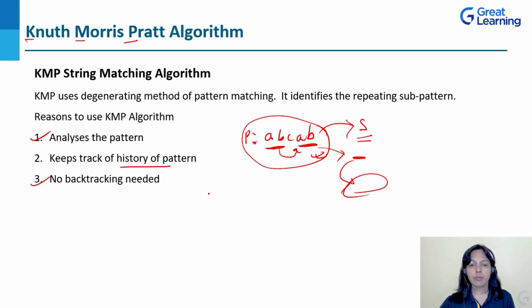Okay. And the third point here is that no backtracking is needed. Meaning we don't have to backtrack the characters of the string again and again, as is done in the naive algorithm or the basic brute force method. Backtracking is not done as we analyze the pattern and intelligently try to find the given pattern in the given string. So backtracking will not be needed there.